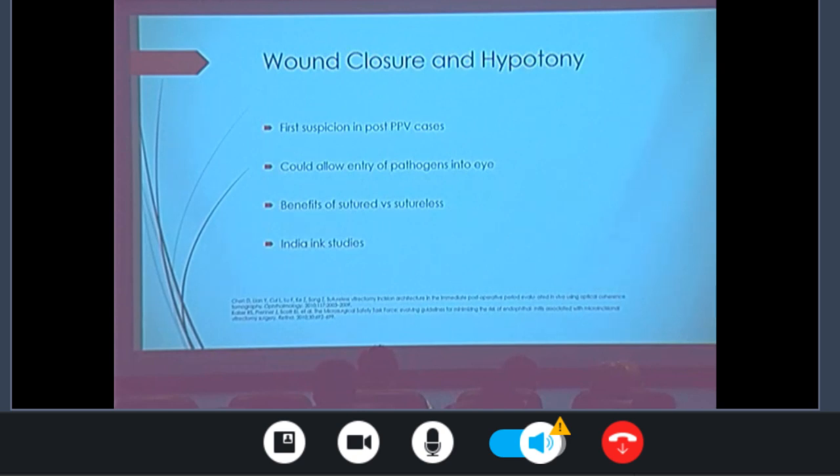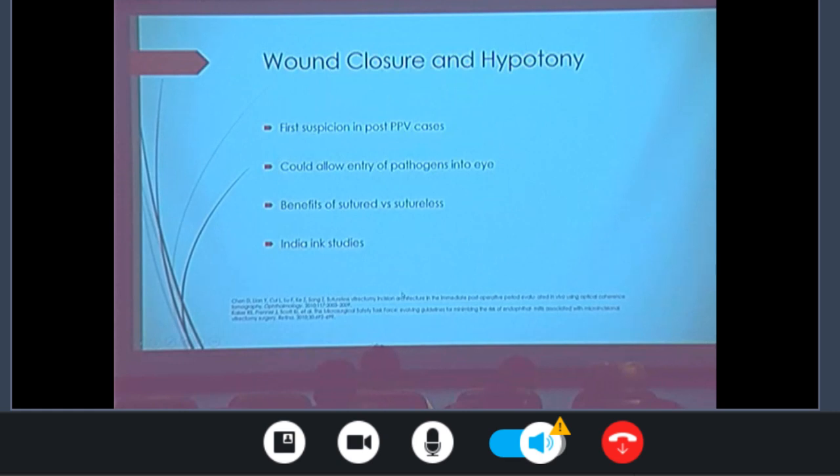So the first suspicion in post-vitrectomy endophthalmitis cases has to be the wound closure and hypotony secondary to improper closure of the wounds. Some cadaveric studies and studies in rabbits have determined that 20 gauge sutured wounds are more stable than sutureless oblique 23 or 25 gauge incisions. The hypotony created could also allow for the influx of some pathogens into the eye. And some reports using India ink are very interesting.